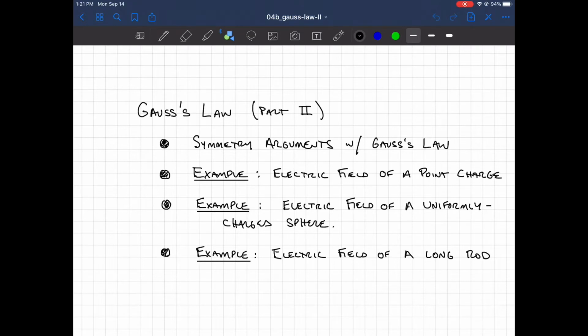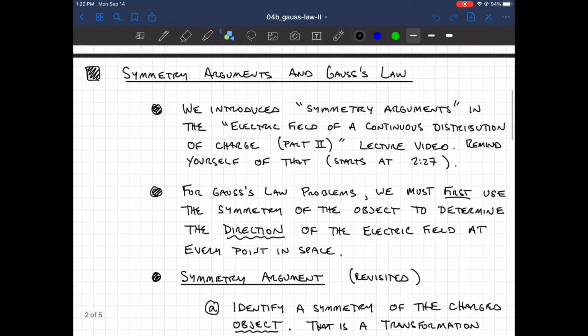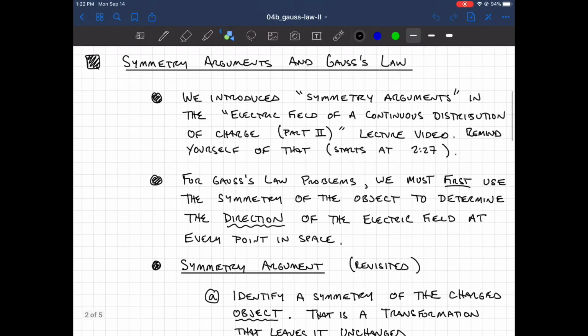We'll do the electric field of a point charge, and then we'll do two more examples. One is the electric field of a uniformly charged sphere, so no longer a point charge, but still a spherically symmetric object, and then a long rod. Okay. So first, symmetry arguments.